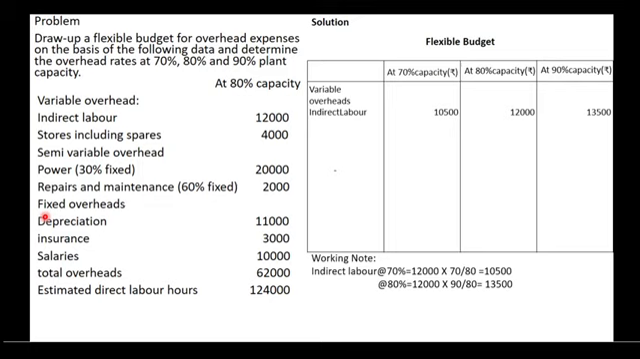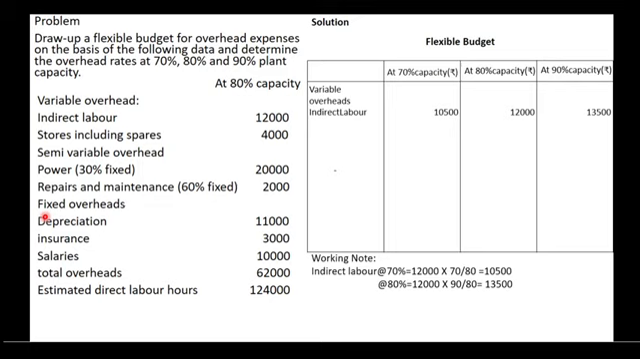And the next one, the stores including spares. At 80% capacity, the amount is 4,000 rupees. So now we calculate for the 70% and 90%. First we calculate for the 70% as 4,000 into 70 divided by 80.